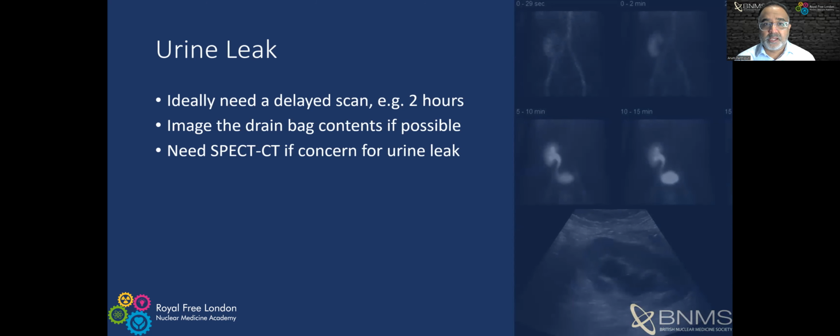If you are suspecting a urine leak, then I think it's important to do delayed imaging. We found that performing delayed imaging 2 hours or even later can be useful. Remember, often the kidney function is not normal, and therefore it will take longer for sufficient volume of urine to be produced that will actually leak. You should always image the drainage bag if there is one, and also perform a SPECT CT if you're worried about any leak.